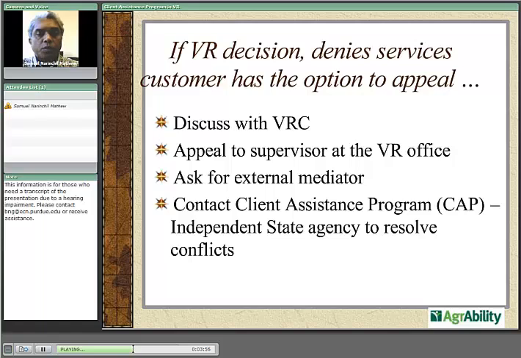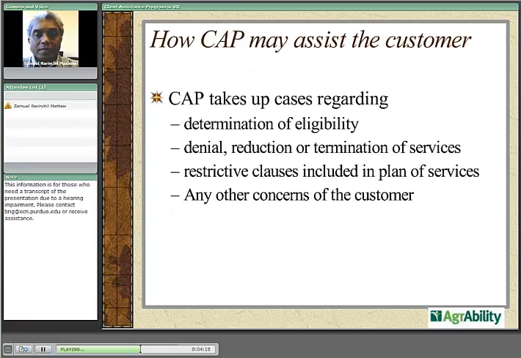If the decision is not acceptable to the customer, he or she can appeal further, and the VR office will facilitate an independent mediator. This has to be facilitated within 45 days of initiating the appeal process. If the issues are not resolved at this stage, the CAP may be approached. CAP takes up the customer concerns regarding the determination of eligibility at the beginning of the VR application process. Also, further denial, reduction or termination of services or inclusion of restrictive clauses not acceptable to the customer. The customer is free to contact CAP, and the CAP will address these issues.